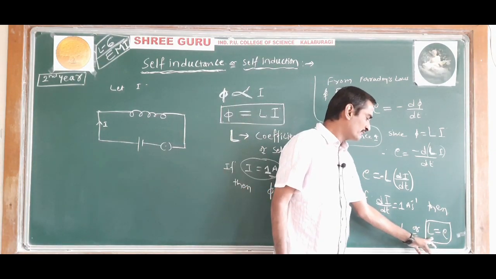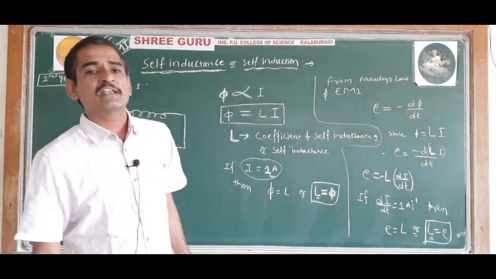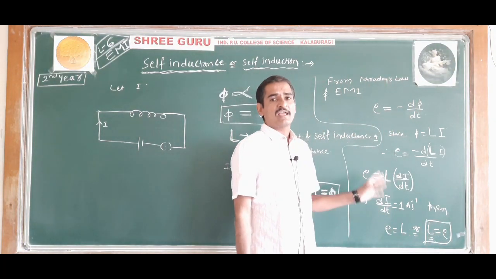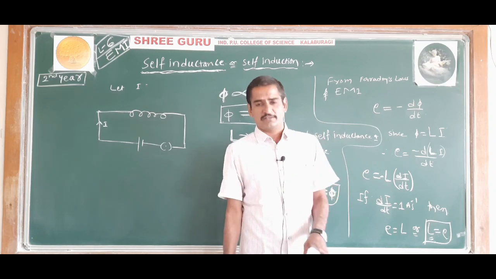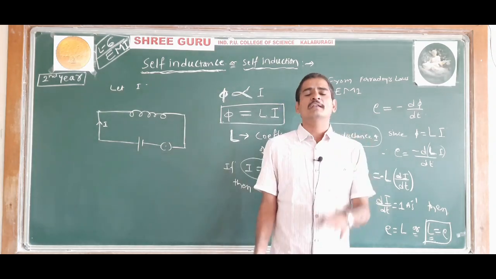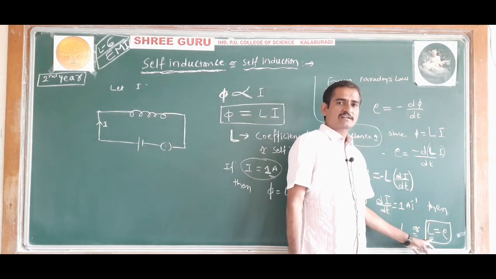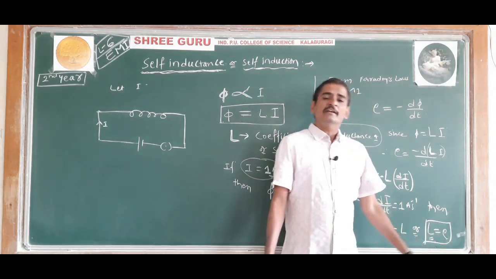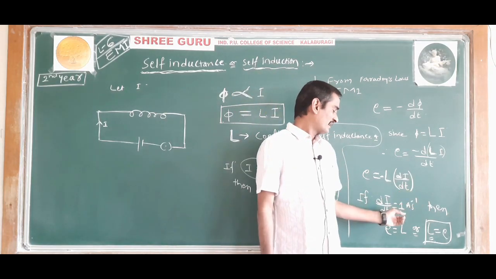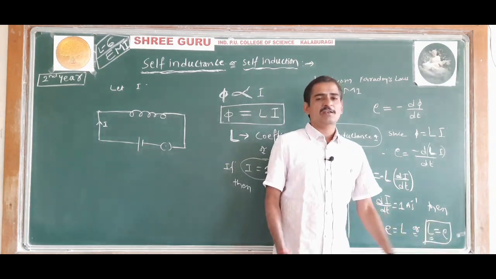Once again, the self-inductance of a coil is numerically equal to the induced EMF when the current through the coil decreases at the rate of 1 ampere per second. Understood? Like this also you can define. Self-inductance of a coil is numerically equal to the EMF induced in the coil when the current through the coil decreases at the rate of 1 ampere per second.